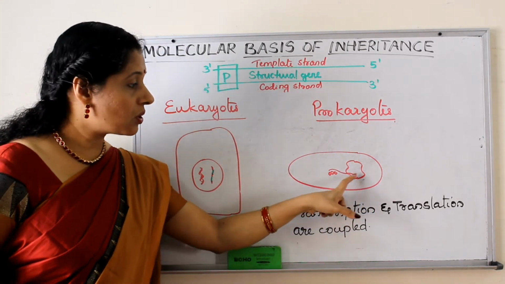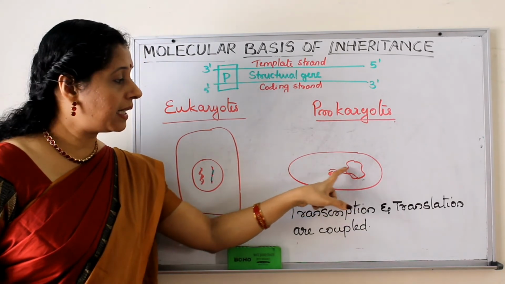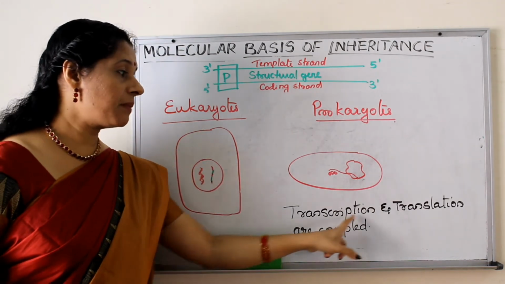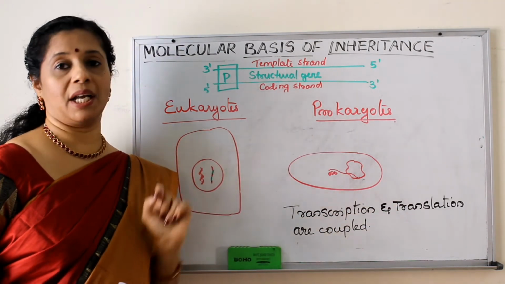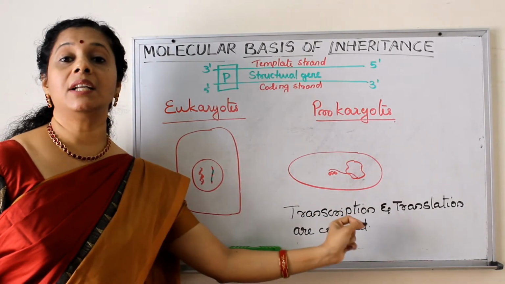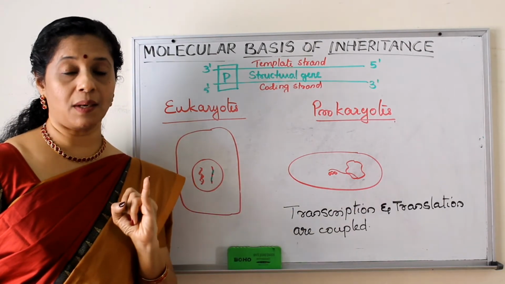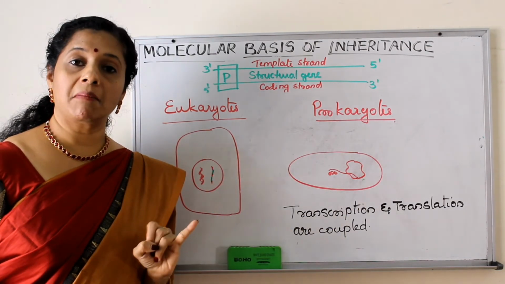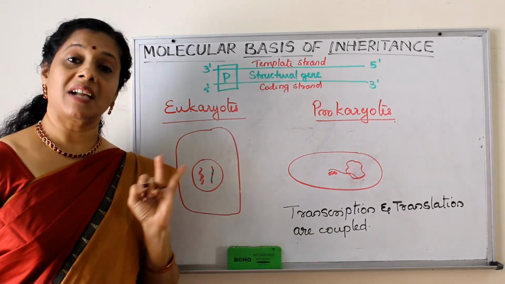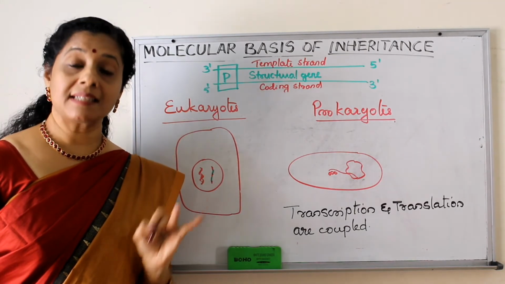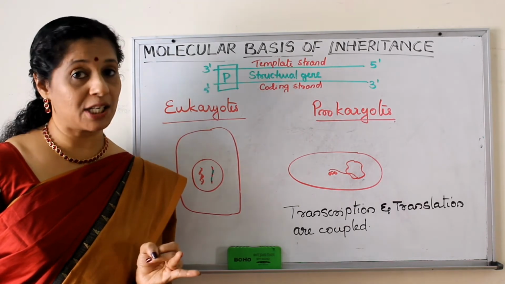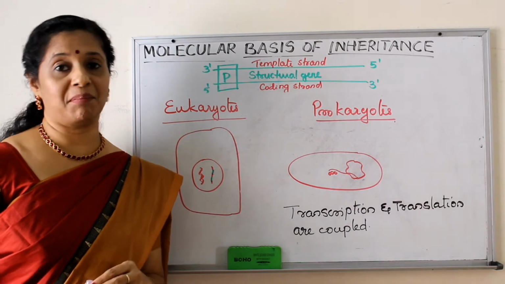So what is the advantage? Suppose this is an RNA forming; by the time it is forming from one end, translation can begin. So transcription and translation are coupled in prokaryotes. This is an important question for you: transcription and translation are coupled in prokaryotes, give reason. First, in prokaryotes, the newly formed mRNA does not require any processing before translation. Second, transcription and translation take place within the same compartment as there is no distinction between nucleus and cytoplasm. So these two can be coupled.